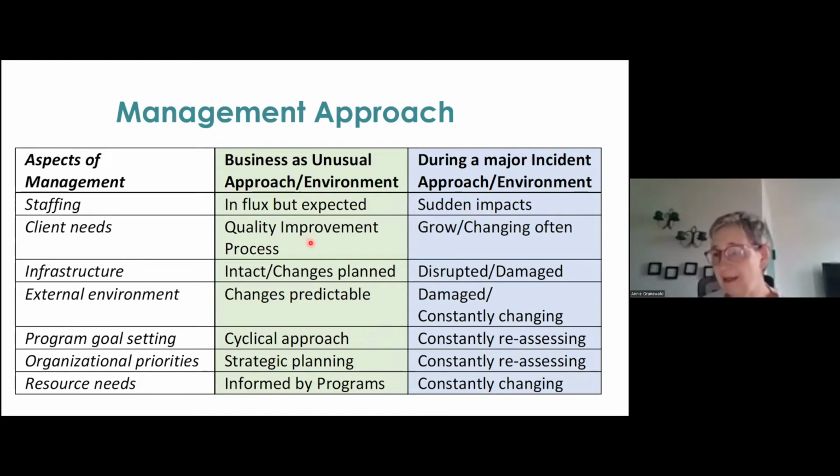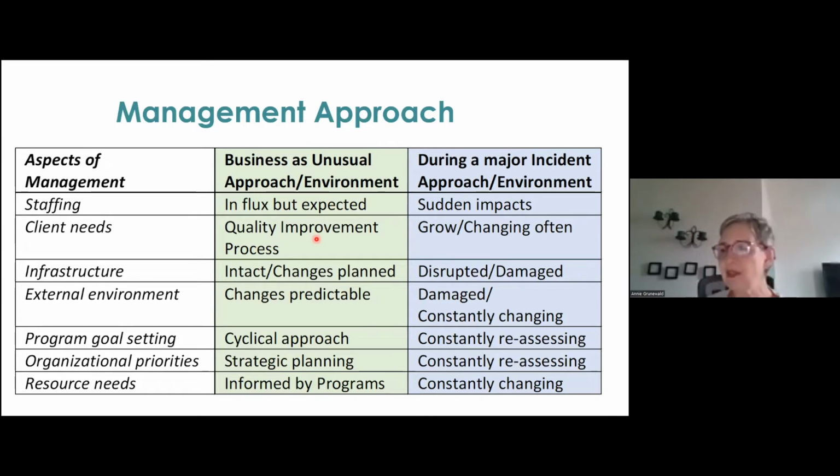Client needs. You have a process of reviewing what those are, how they're changing over time. But again, it's controlled, that's a process that you can manage. During a major event, during recovery, they grow and they're changing often. They may be very different. You might have to approach it differently. You might not be able to present your programs in the way that you want to.